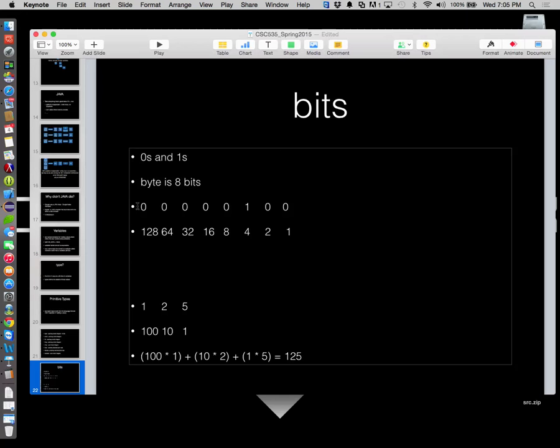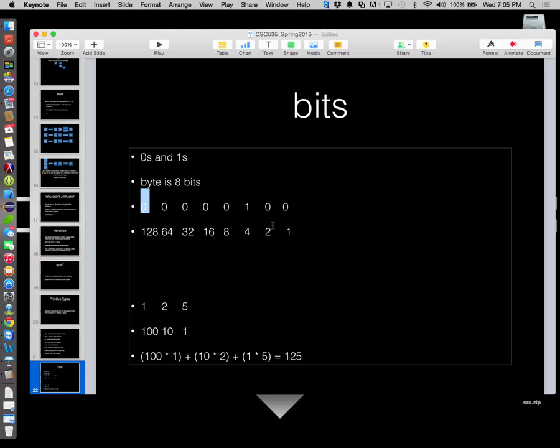Now what if these were all ones? If these are all ones, that would be 128 plus 64 plus 32 plus 16 plus 8 plus 4 plus 2 plus 1, or 255. That is 0 to 255, which is 256 unique numbers. Make sense? 256 unique numbers.